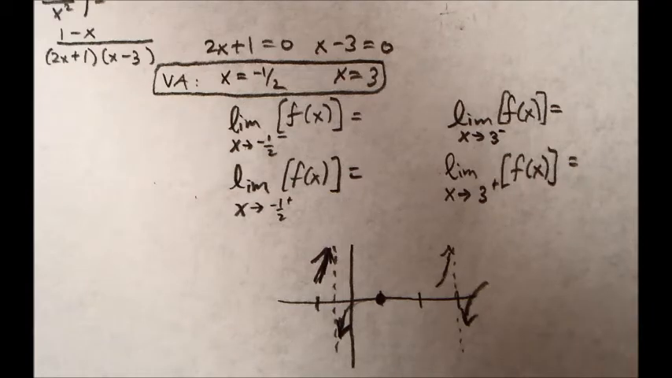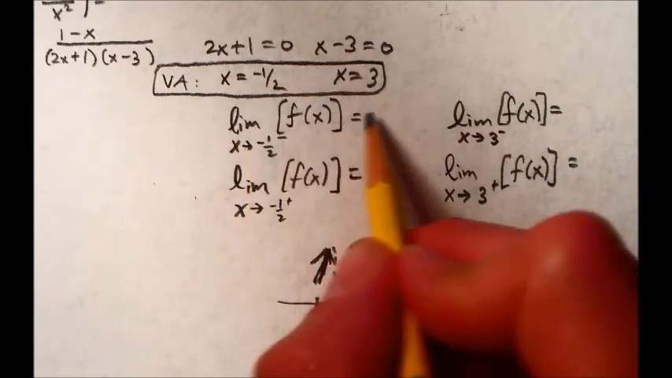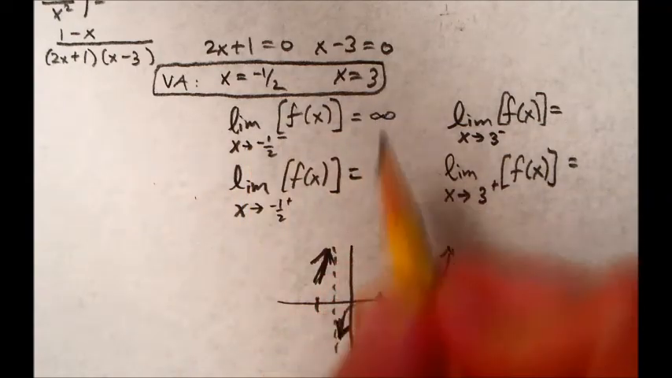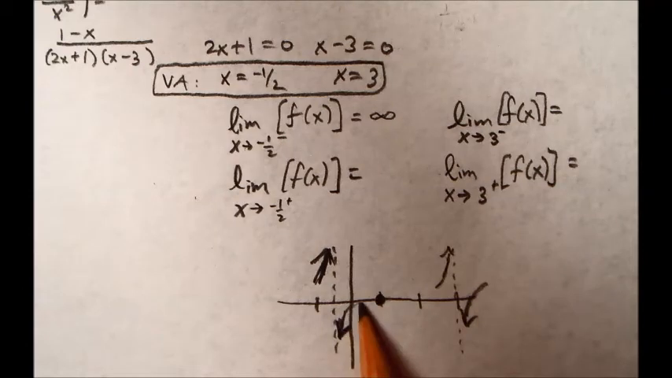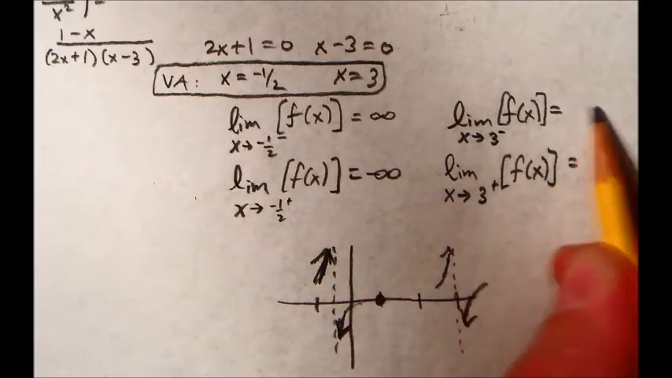Alright, so basically if you're coming from the left on this function, it's approaching infinity. I'm sorry, for this asymptote. If you're coming from the right, it's negative infinity. And for this one, it's the other way around. If you're coming from the left, it's infinity. If you're coming from the right, it's negative infinity.